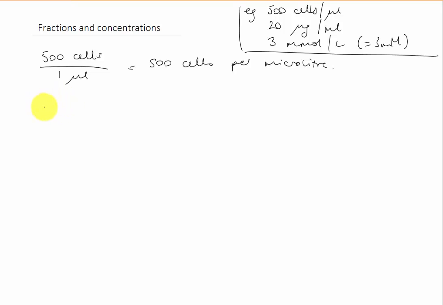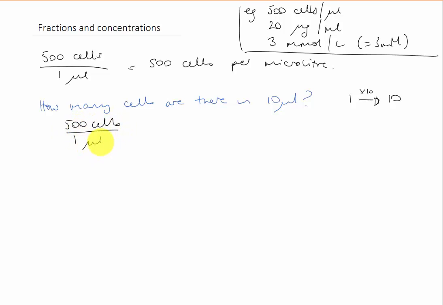So how about if my solution is at that concentration, and I want to know how many cells there are in 10 microliters. To go from 1 to 10, I hope you agree with me that we have to multiply by 10. So I've got my 500 cells out of 1 microliter. Then I can multiply by 10 microliters in the denominator, because that's what I want. But then I also obviously have to multiply by 10 microliters in the numerator as well, so that I don't change the value of my fraction.